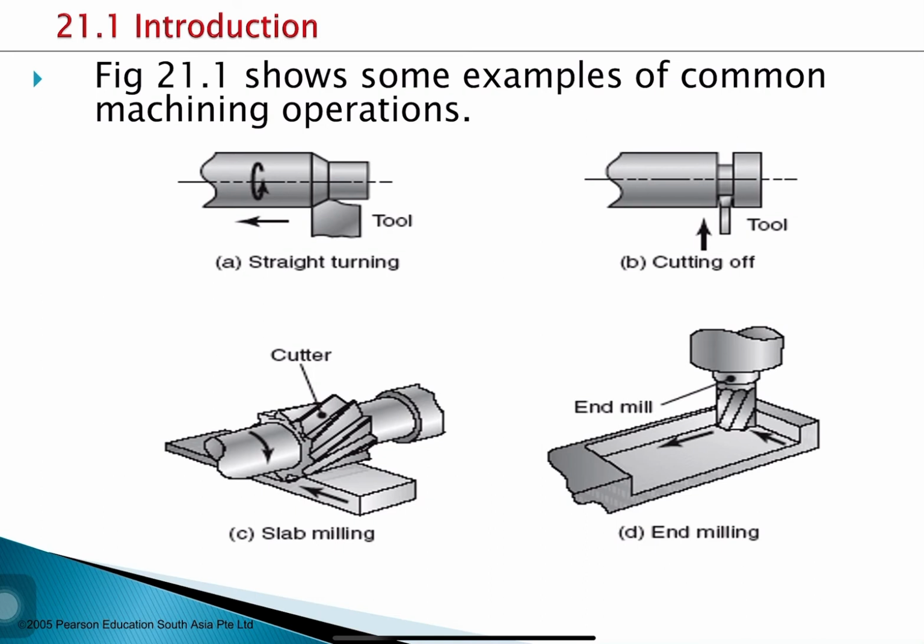Okay, these are examples of common machining operations. Turning is as shown in A, cutting off is illustrated in B, slab milling is as shown here with a horizontal cutting tool, and end milling is with a vertical cutting tool. C and D are examples of a milling machine, and A and B are examples from a turning or lathe machine.